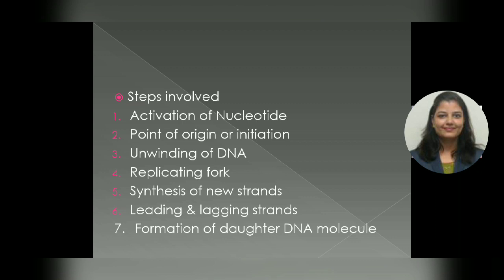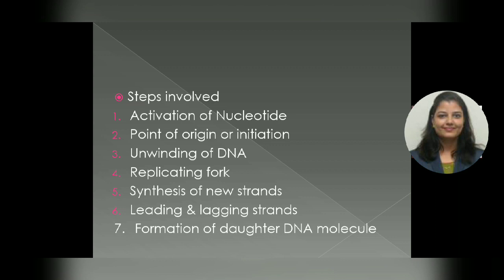So there are a few steps involved in semi-conservative replication. Number one is activation of nucleotides. So how does this activation of nucleotides happen? There are four different types of nucleotides present in DNA, that is dAMP, dGMP, dCMP and dTMP, in the nucleoplasm of the cell. They are activated by ATP, adenosine triphosphate, in the presence of an enzyme known as phosphorylase. So that is how the activation of nucleotides happens.